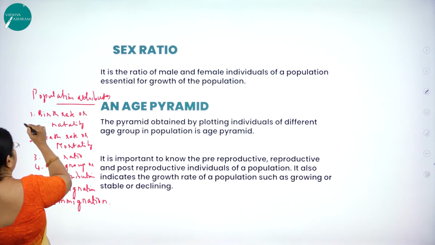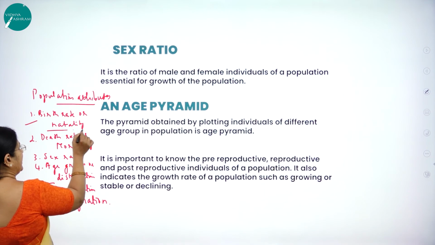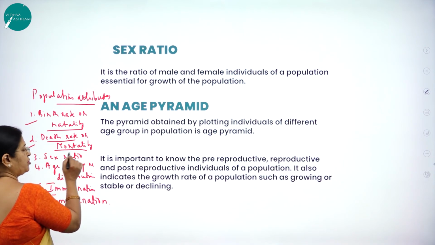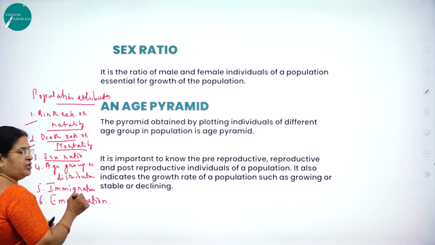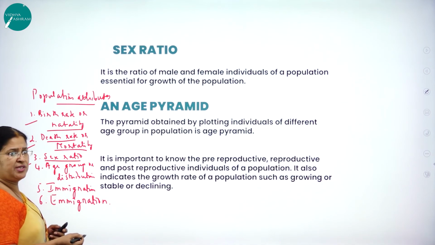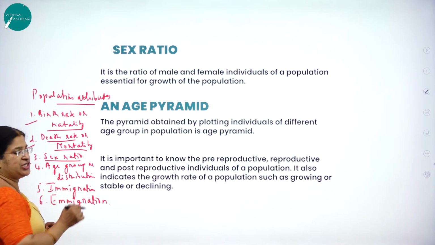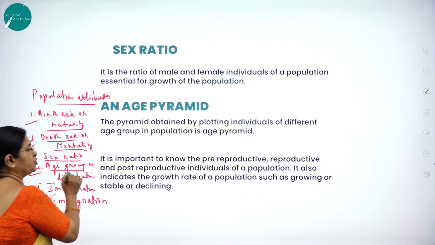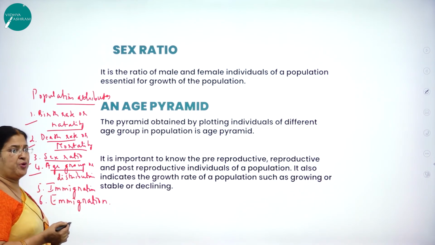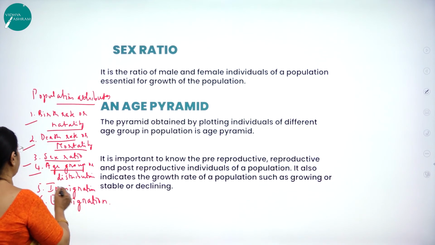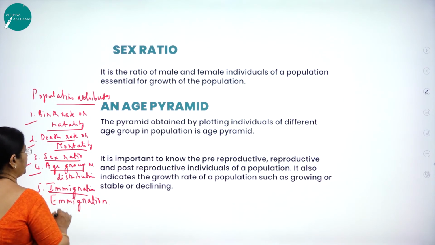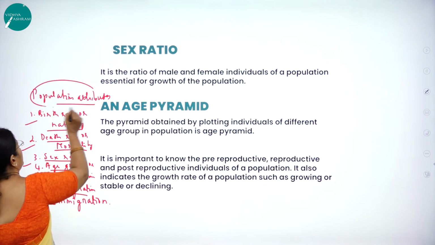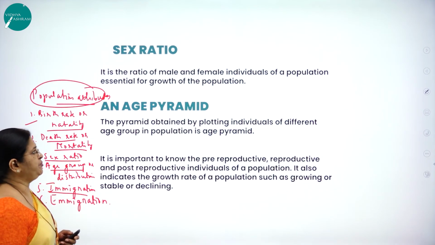The population attributes consist of the birth rate or natality, death rate or mortality, sex ratio based on the number of male individuals and female individuals, which is a ratio of the male individuals to the female individuals, age group, that is the reproductive, post-reproductive and pre-reproductive age, and immigration and emigration. All these are called population attributes.